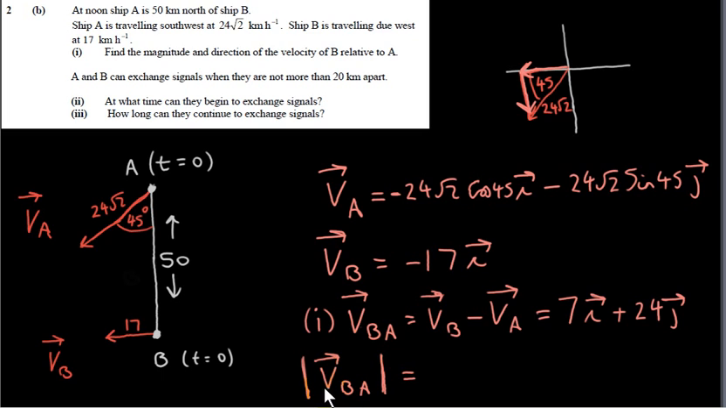We're going to be getting the speed of B relative to A. That's going to be a positive quantity. So we want the magnitude of this vector. And to get the magnitude of a vector, we just use Pythagoras' theorem. So we square the two components, sum them, and take the square root. If we do that, we get 25. And the units of speed here are kilometers per hour.